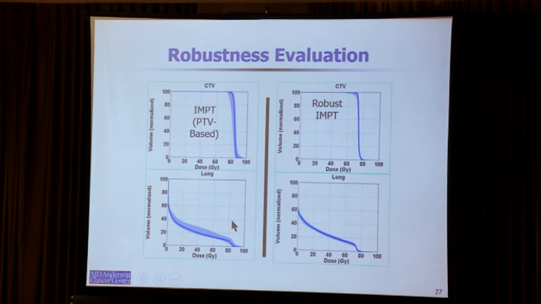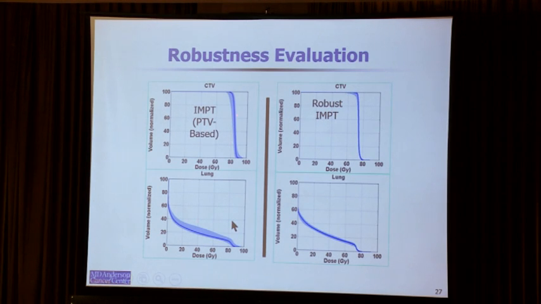So these are the DVHs. These are the bands of DVHs. This is for the clinical target volume, and this is for the lung. These bands tell you the variation in dose distribution that can take place. The width of this band, for example, at 95%, gives you the quantitative measure of robustness.